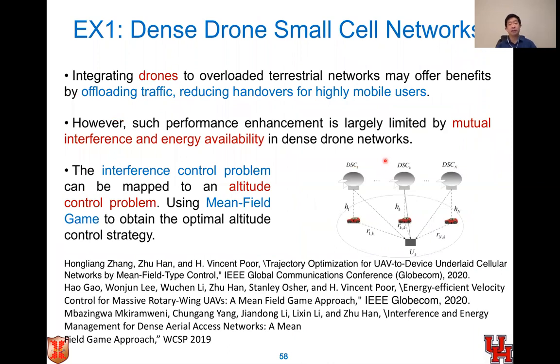And for this kind of UAV, we have done a lot of work. Suppose we have a little balloon. When they go up, the coverage becomes larger, but QoS becomes lower. When they go down, the coverage becomes smaller, but QoS becomes better. So how can you control the height? You use the mean field game to control that.